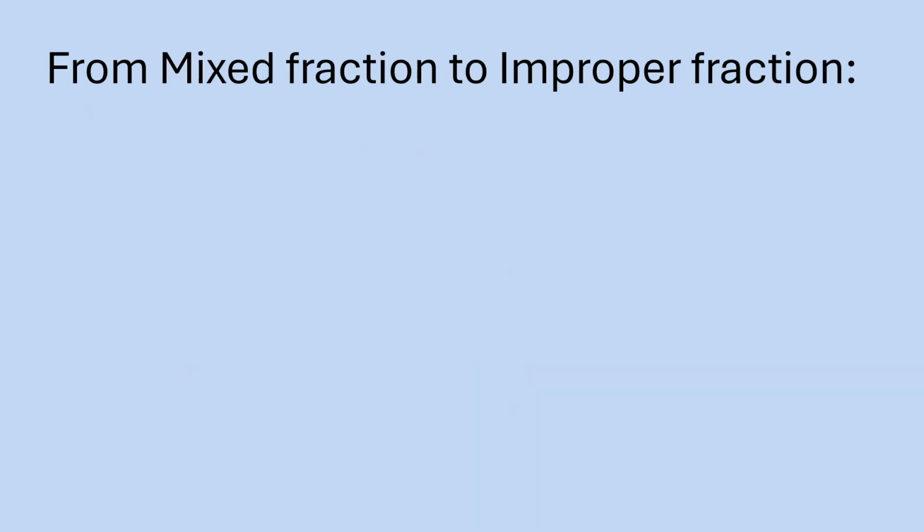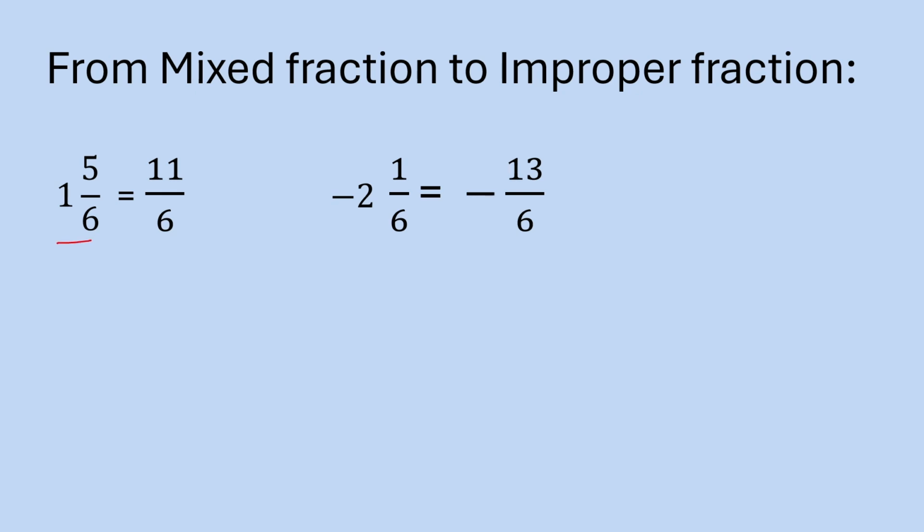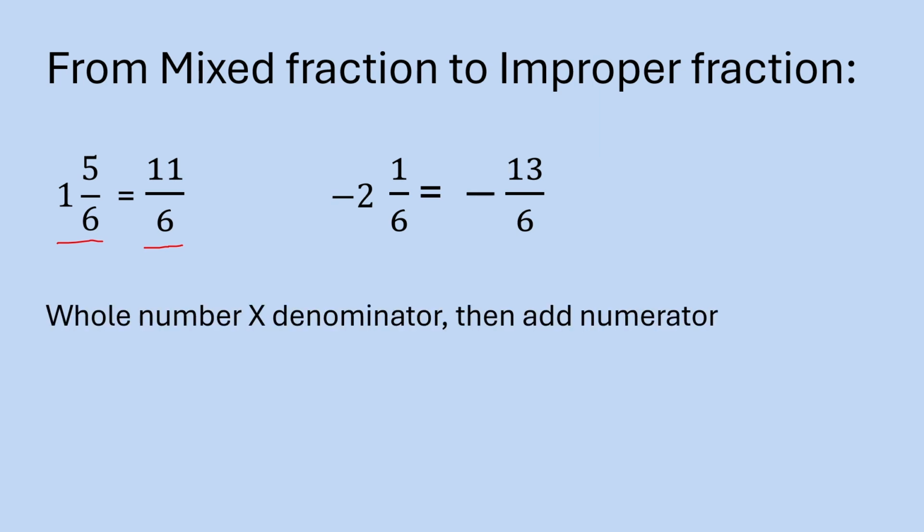Now we will see conversion from mixed fraction to improper fraction. Example: 1 and 5 divided by 6. So this is the mixed fraction. Now we will convert it to the improper fraction. To convert to an improper fraction, we need to multiply the whole number by the denominator. Here 1 is the whole number and 6 is the denominator.